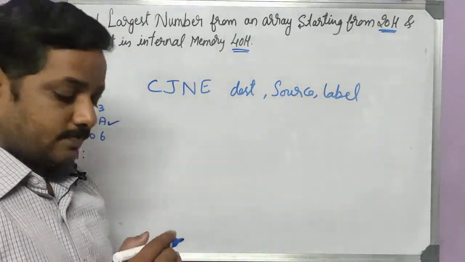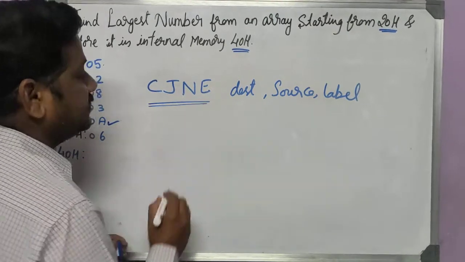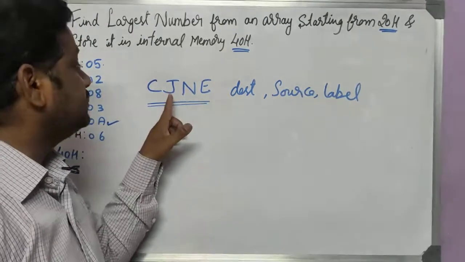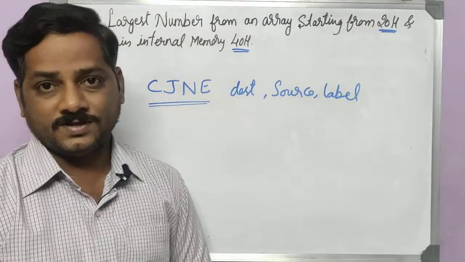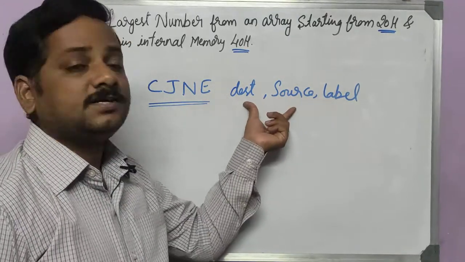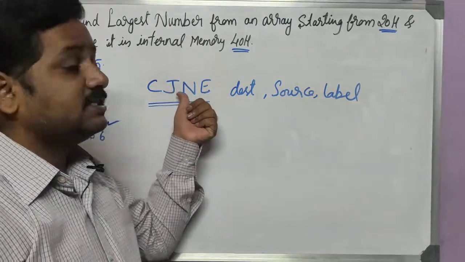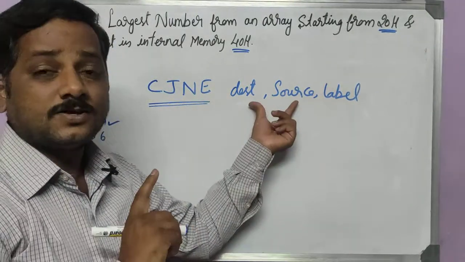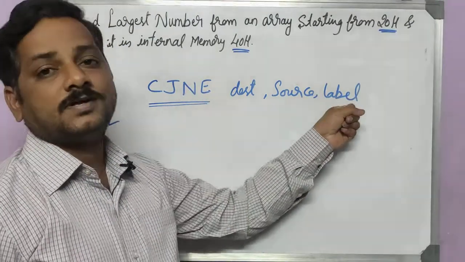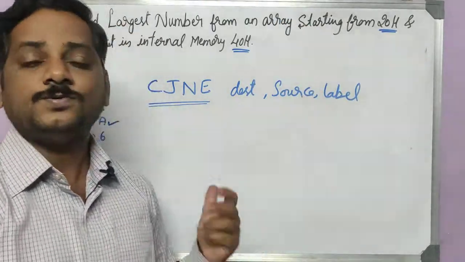Now I will take up an example and explain it. First let us understand what this CJNE is. CJNE stands for compare and jump if not equal. It is going to compare the data stored in destination and source. If those two data are not equal, then it will jump to this label. Wherever you write that label in a program, to that line it is going to jump.